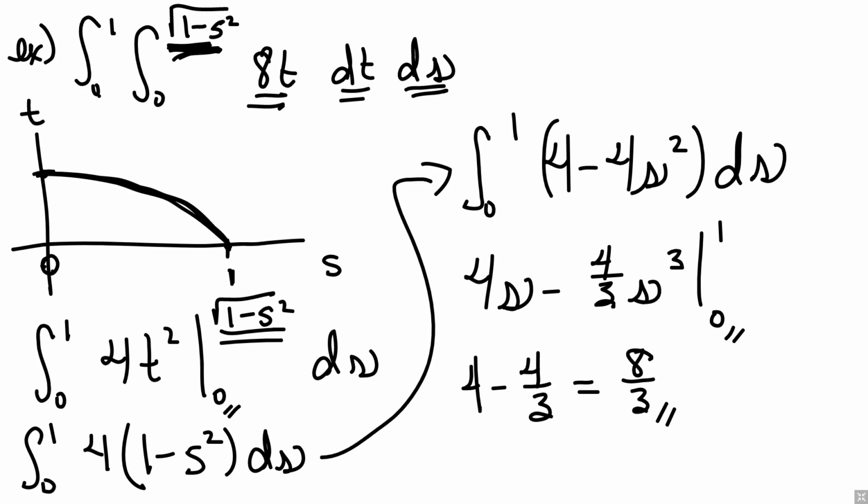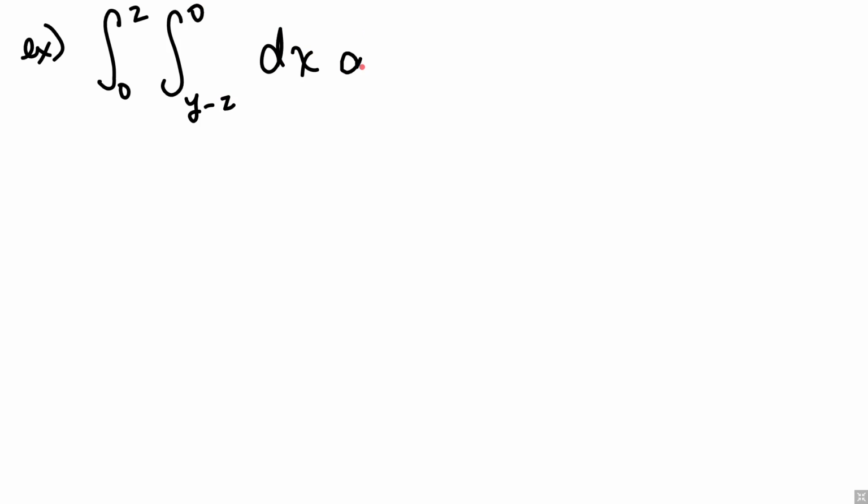Okay, so let's look at our next example. It's the next set. All right, so in the next set of examples, we're going to sketch the region of integration and then write an equivalent double integral with the order of integration reversed. Okay, so for the first one, we're going to have the integral from 0 to 2, and then the integral from y minus 2 to 0 of dx dy.